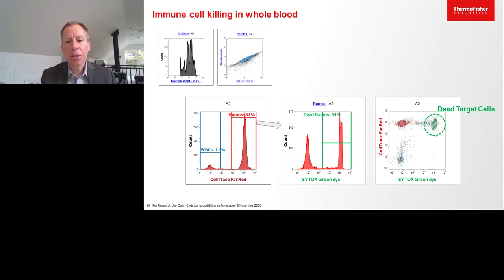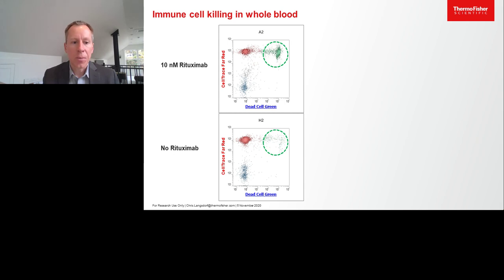And so our next question was, were these cells killed as a result of the therapeutic antibody that we added, encouraging the killing by both natural killer cells and by complement proteins in our whole blood? And the answer to that is yes. If we leave out that therapeutic antibody, the rituximab, as shown on the bottom, our dead cell population essentially vanishes. So it's only with an appropriate dose of rituximab that we see that killing.